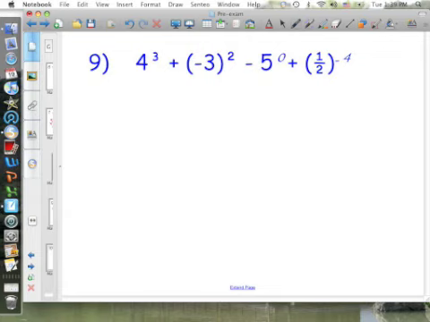This is an evaluation problem. 4 cubed is 4 times 4 times 4, plus this negative is in the parentheses, so 3 squared is 9. Anything to the 0 power is 1, because there's a minus sign in front, it's minus 1. And a negative exponent means that you are to flip this and raise it to the 4th power, so it's 2 to the 4th power.